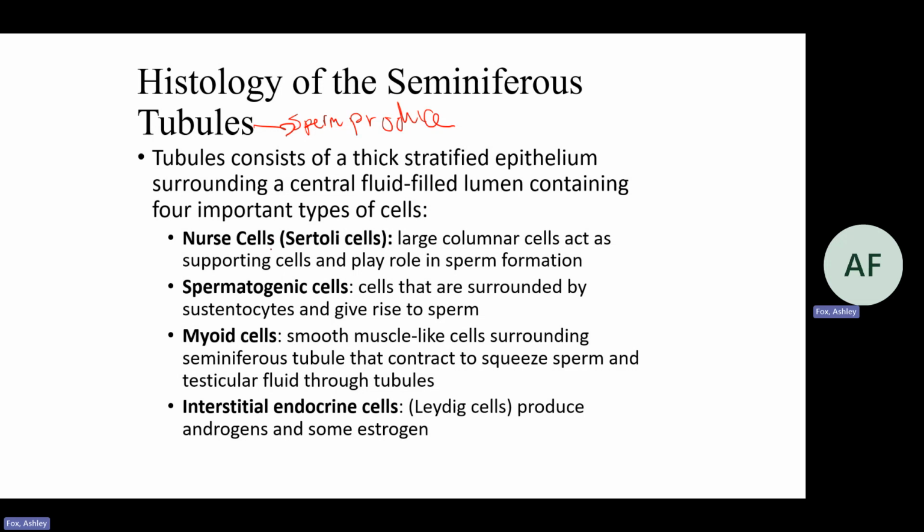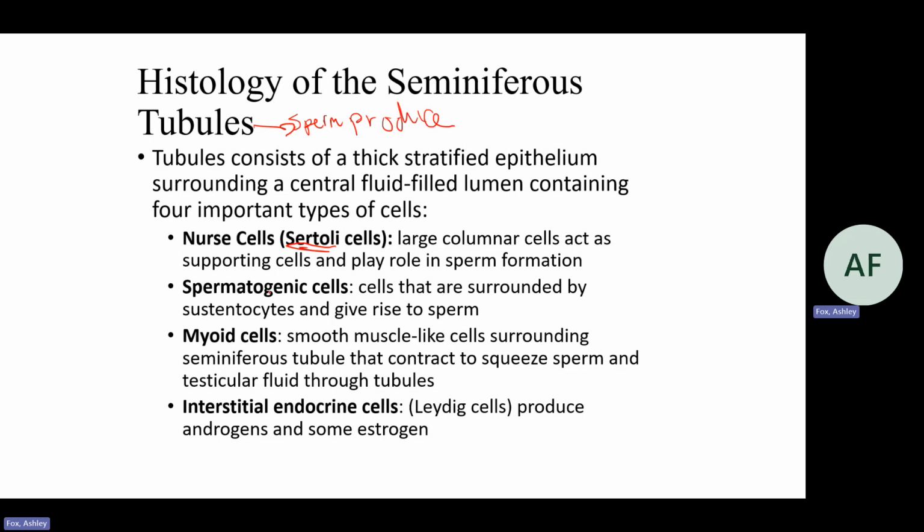First are nurse cells. You might hear them as Sertoli cells as well, or type of sustentacular cells. These are going to be large cells that are going to support and also help with sperm formation. We'll talk about those more later.